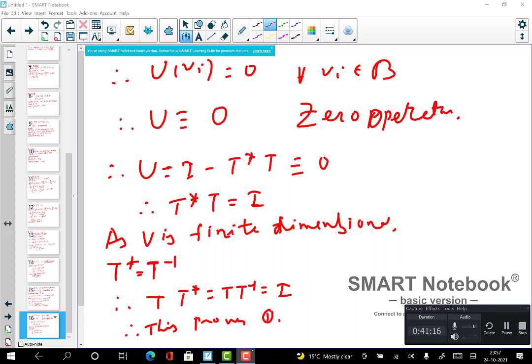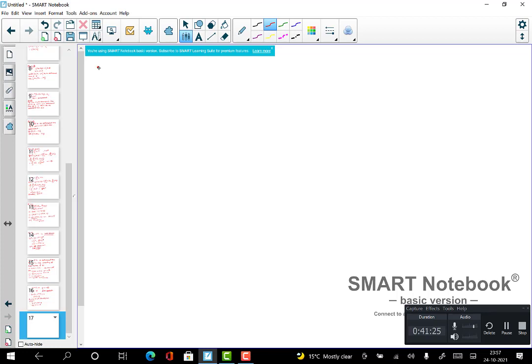Okay, so now an immediate corollary. So what you can say immediately from this theorem. So maybe I will give the example after proving the corollary, then I will give the example of reflection, why reflection is orthogonal on R2.